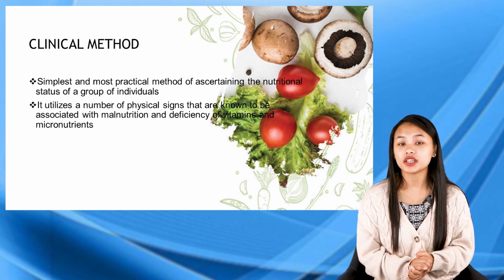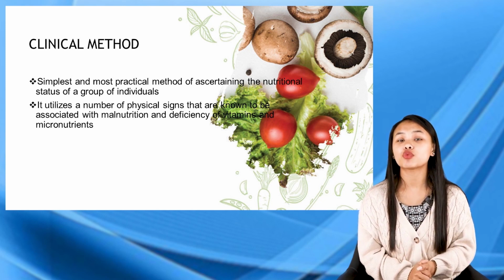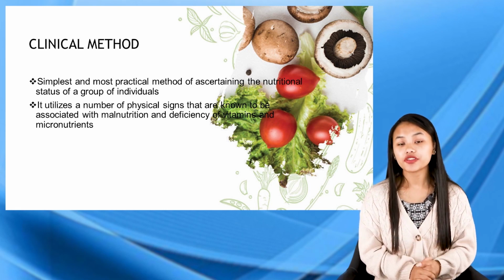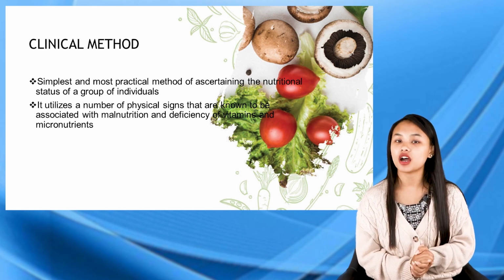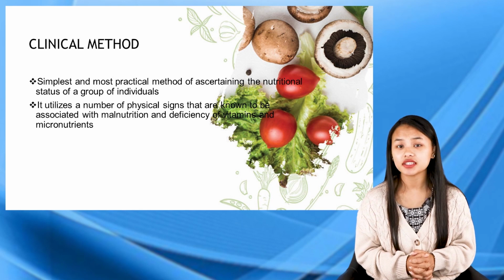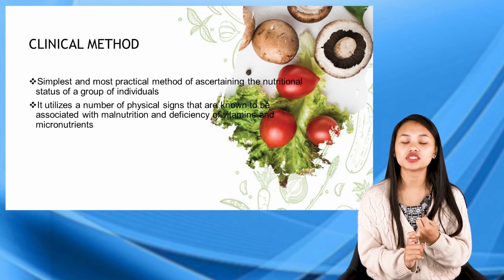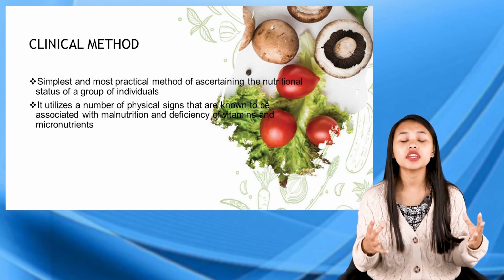Next, when we talk about the clinical method, then this is an essential feature of all the nutritional survey because it is one of the simplest and the most practical method of obtaining the nutritional status of a large group of people. This clinical assessment utilizes a number of physical signs that are known to be associated with malnutrition, with deficiency of vitamins, as well as of the micronutrients. So this is why even by performing this clinical method, we can assess the nutritional status of a person, and this is also one of the simplest and the most practical method which is used in order to assess the nutritional status of a large group of people.